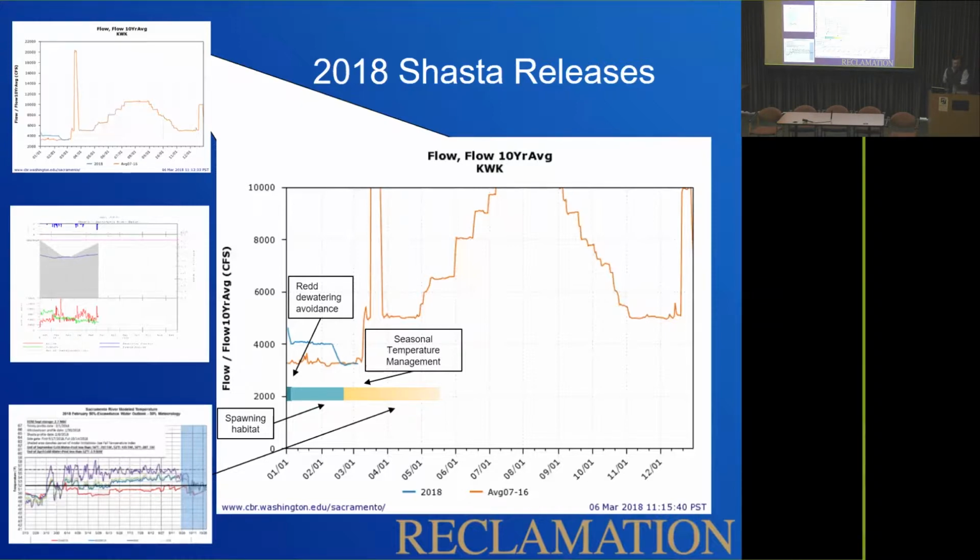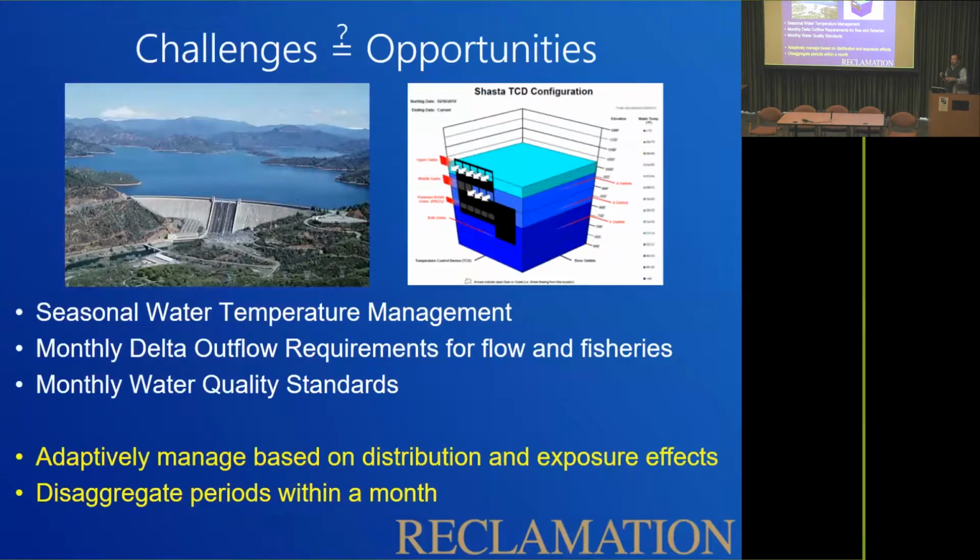And so there is a real balance in this challenge between summer seasonal water temperature management and winter and fall monthly Delta outflow requirements for flow and fisheries and water quality standards. And I'm one of those kinds of people who always thinks that the cup is more than half full. And so one of the things that I think we're trying to work on is improving our monitoring and understanding where fish are so we can look at the exposure of endangered species based on their distribution and adaptively manage better so that we can use flows in a more focused way for improving biological responses and biological outcomes for fish.